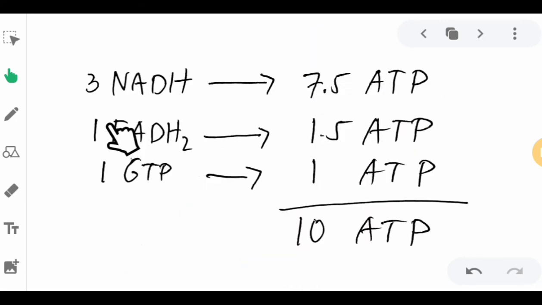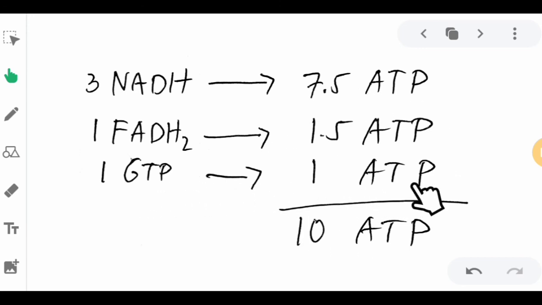Since the citric acid cycle will produce 3 reduced nicotinamide adenine dinucleotide, that will be equivalent to 7.5 ATP, since one piece of this is equivalent to 2.5. So that is 2.5 times 3, you will have 7.5 ATP. And 1 reduced flavin adenine dinucleotide, not the oxidized form, will give you 1.5 ATP, and 1 guanine triphosphate will produce 1 ATP.